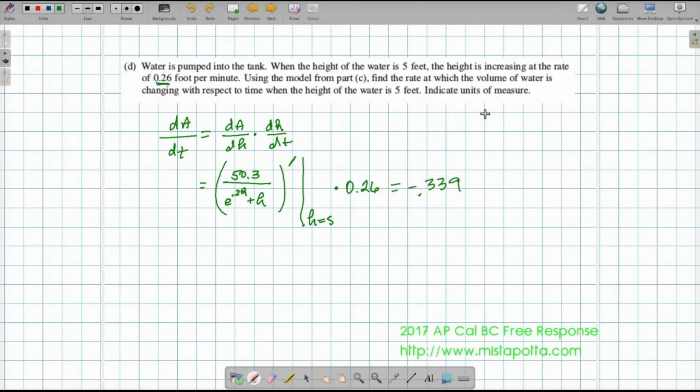So negative 0.339. And again, they're asking us for our units of measure. Keep in mind that this is a change in area with respect to time. So this is going to be square feet per minute. So that's question 1.